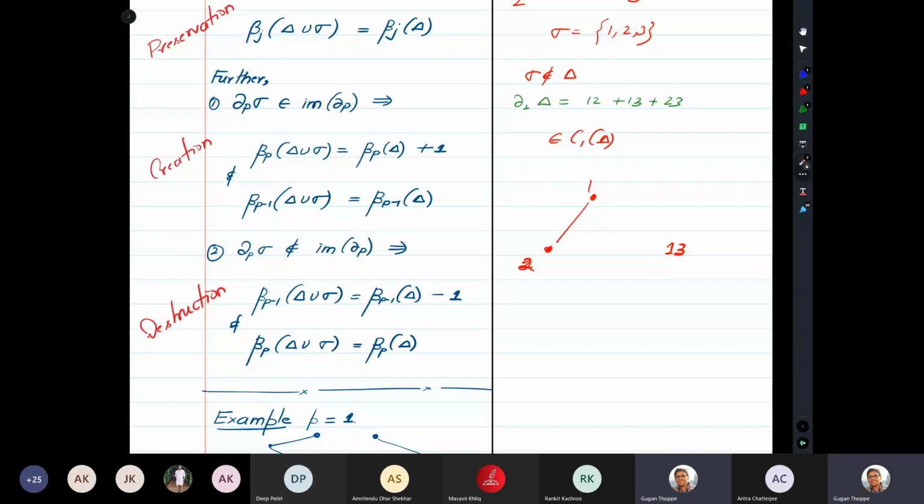Okay. Jacob, please ask your question. Then how can we add vertex 3? If you want to add a new vertex, then what I'm saying is that you first add this vertex 3, and then you add this edge 1, 3.